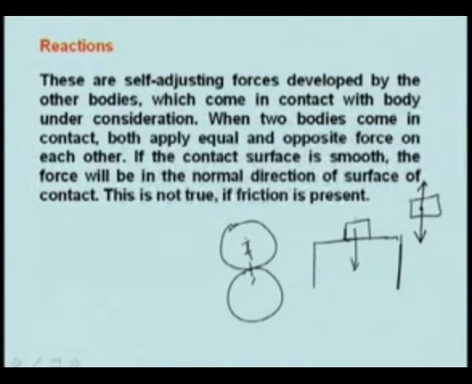When two bodies come in contact, both apply equal and opposite forces on each other, which comes from Newton's third law. If the contact surface is smooth, the force will be in the normal direction to the surface of contact, because if the contact is smooth, there is no frictional force acting. Suppose this is a block, then no force can come from the side, only the normal force. This is not true if friction is present, because there will be a frictional force also acting here. But otherwise, if there is no friction, the force has to be normal, otherwise the body will start moving in another direction, because there is no friction to constrain the motion.